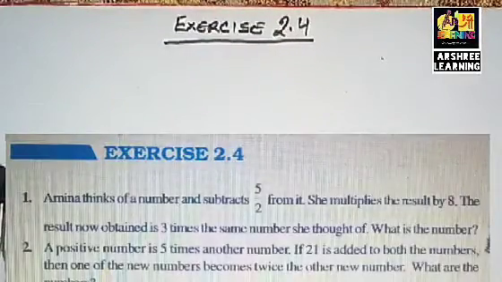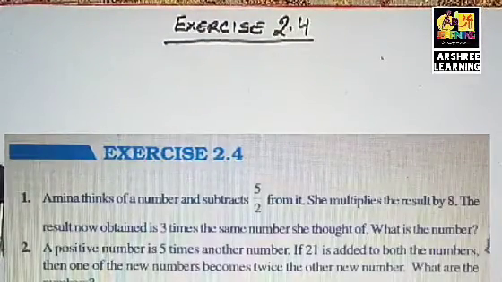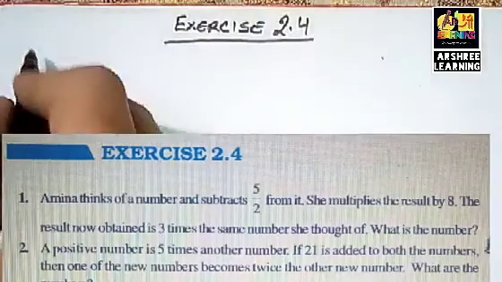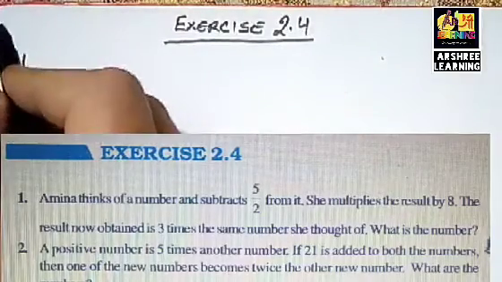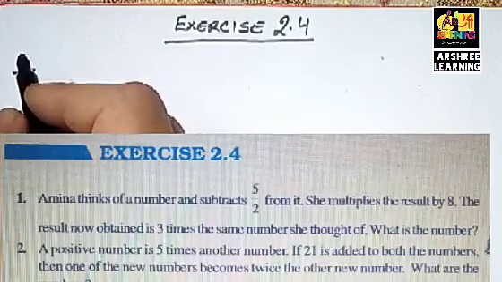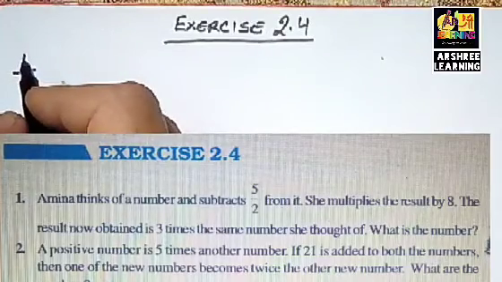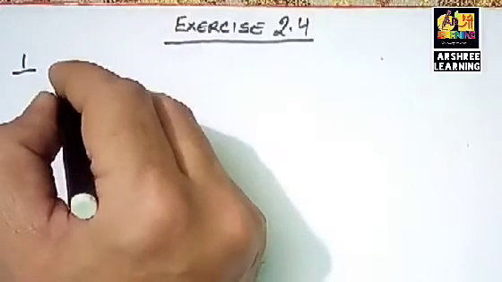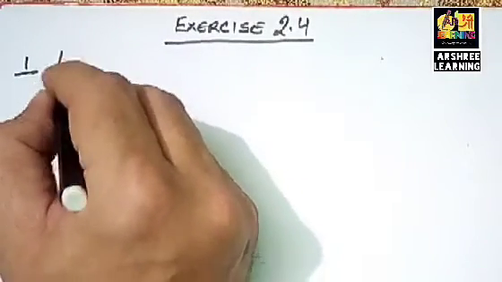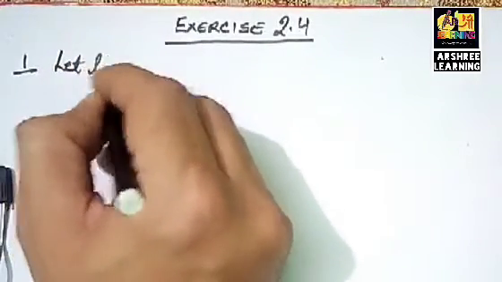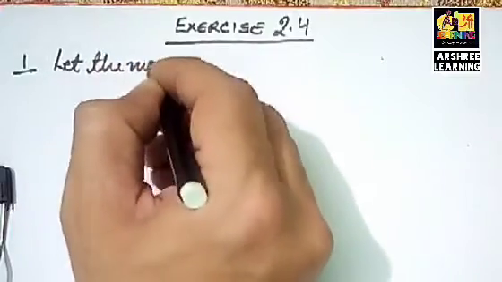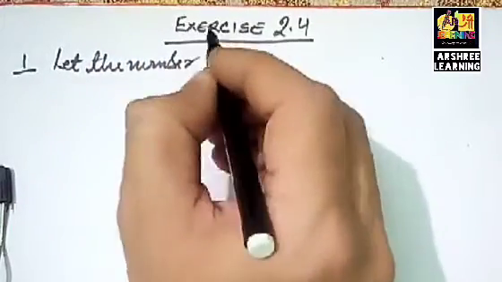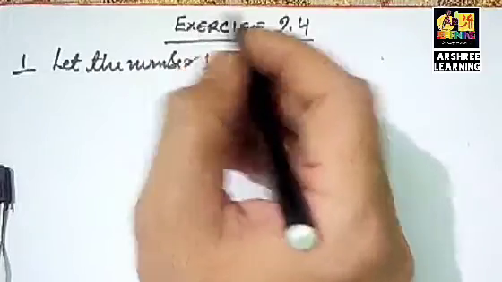Let's start with exercise 2.4, linear equation word problems. Question number 1 says that Amina thinks of a number and subtracts 5 upon 2 from it. In word problems we have to suppose that there is a number. So for question number 1 we will write: let the number be x, because it is written that she thinks of a number.